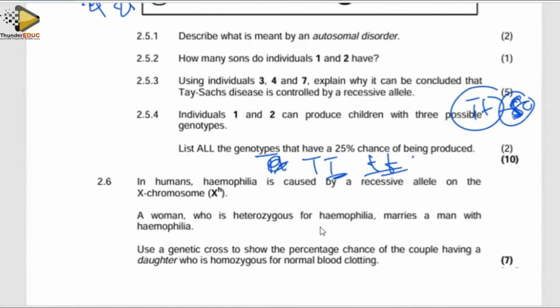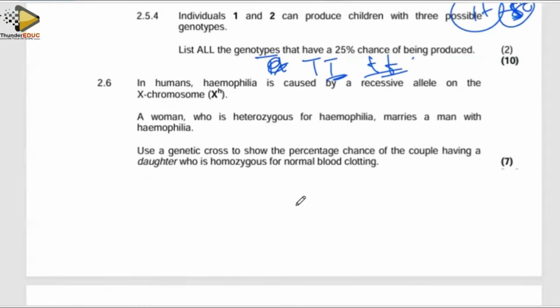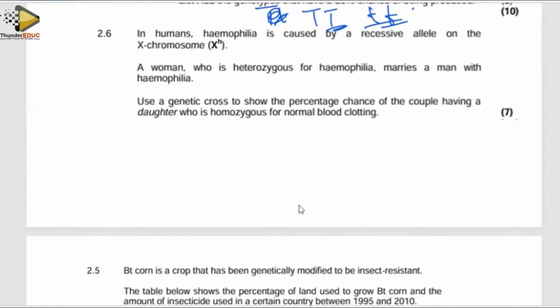Question number 2.6. They're asking you, in humans, hemophilia is caused by a recessive allele, small x. A woman heterozygous for hemophilia marries a man who is hemophilic. Use the genetic cross to show... If you look at this, it's the same story. A woman who is heterozygous means it's the same as the other one, but now you're using a carrier.